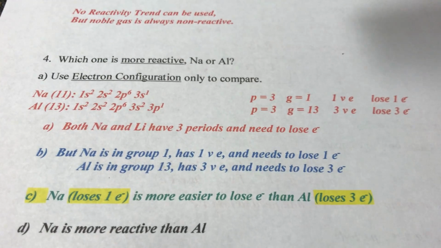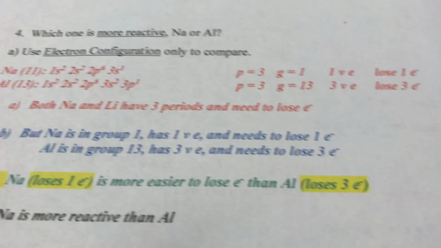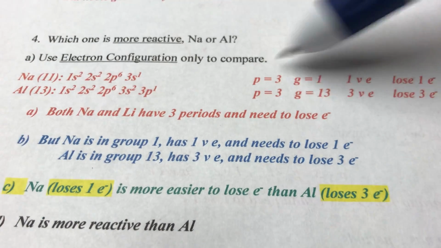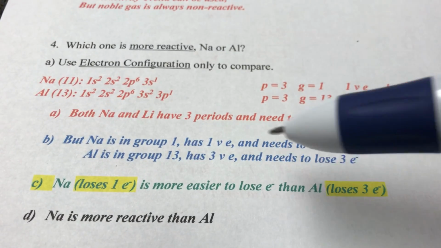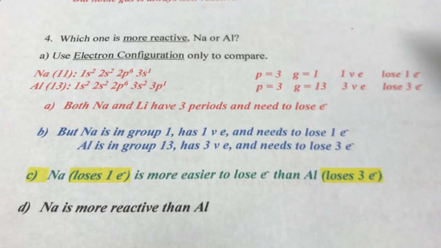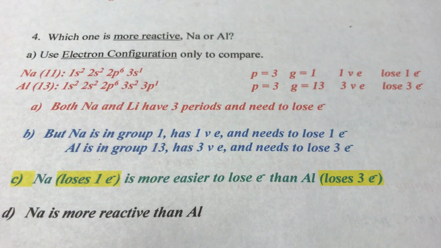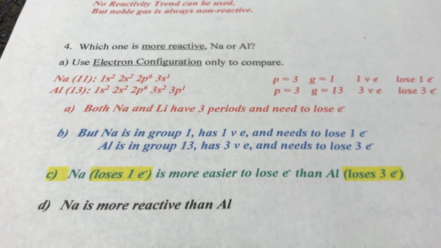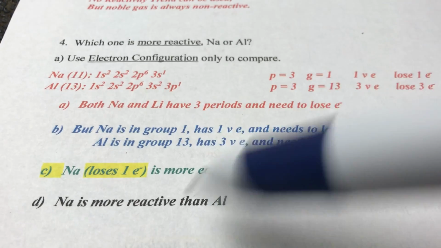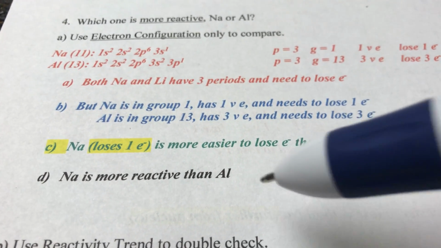So then now the question is more reactive, then we're looking for which one is easier to lose electron. Now which is easier? Obviously it will be Na. Na is easier to lose electron than Al. Why? Because Na only needs to lose 1, but Al needs to lose 3. So Na losing 1 electron is easier than Al. Then in this case we can change that to reactivity. Na is more reactive than Al.